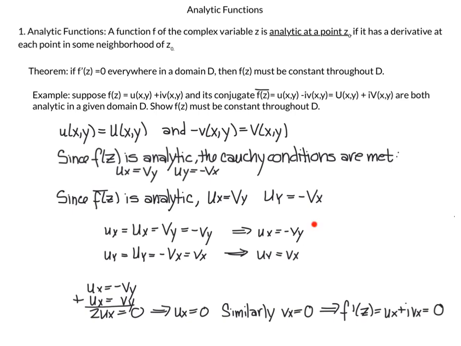Finally, if we add this equation, u of x equals negative v of y, to the equation we have from the Cauchy conditions, u of x equals v of y, on this side we get 2 of u of x is equal to 0, which implies u of x is equal to 0. Similarly, v of x is equal to 0, which means our derivative is equal to u of x plus i v of x, which is equal to 0. Since the derivative says there's no change, that means our f of z must be constant.